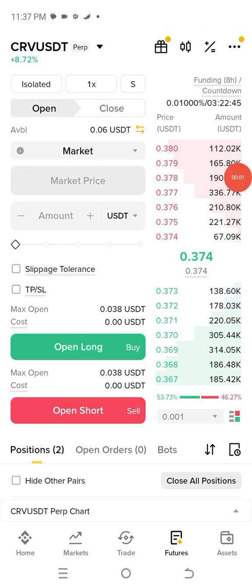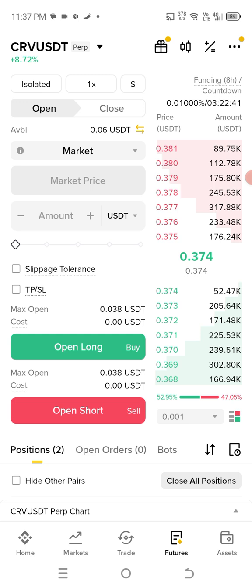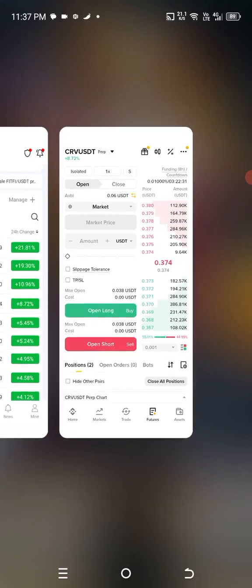Today we are talking about the funding fee. I'll show you how the funding fee can really mess you. It can lead to losses if you don't learn this. So we'll use a good example.